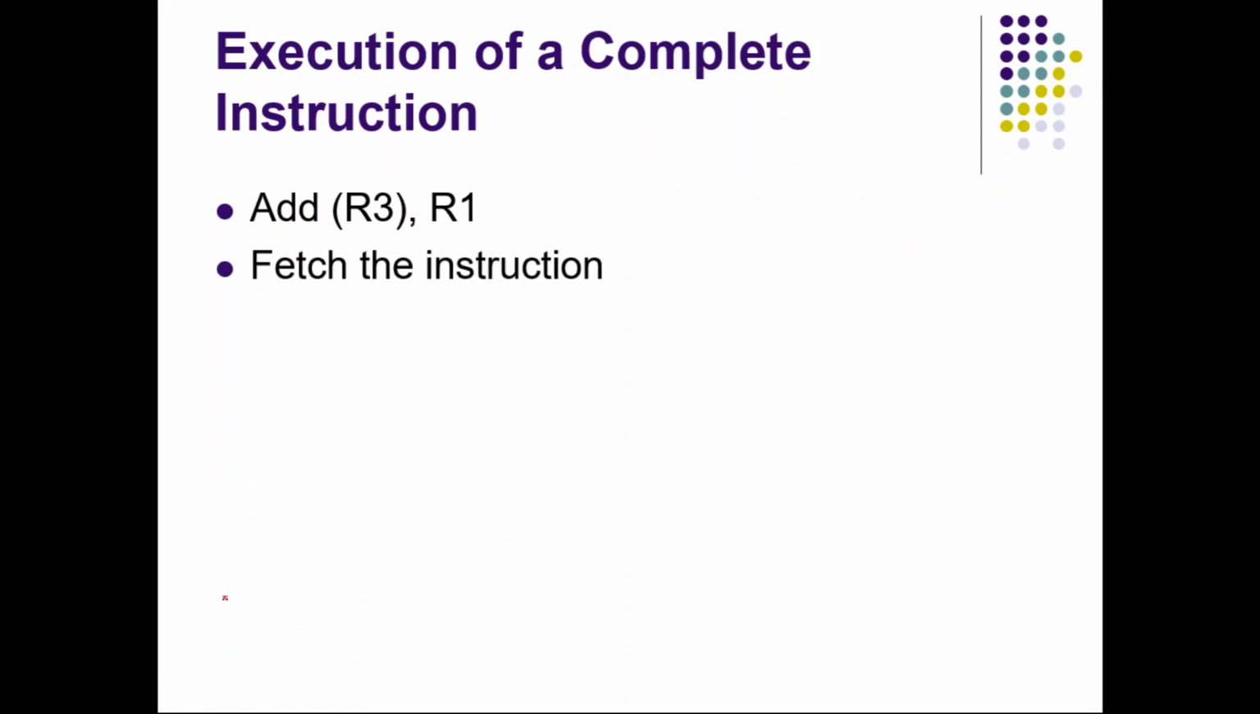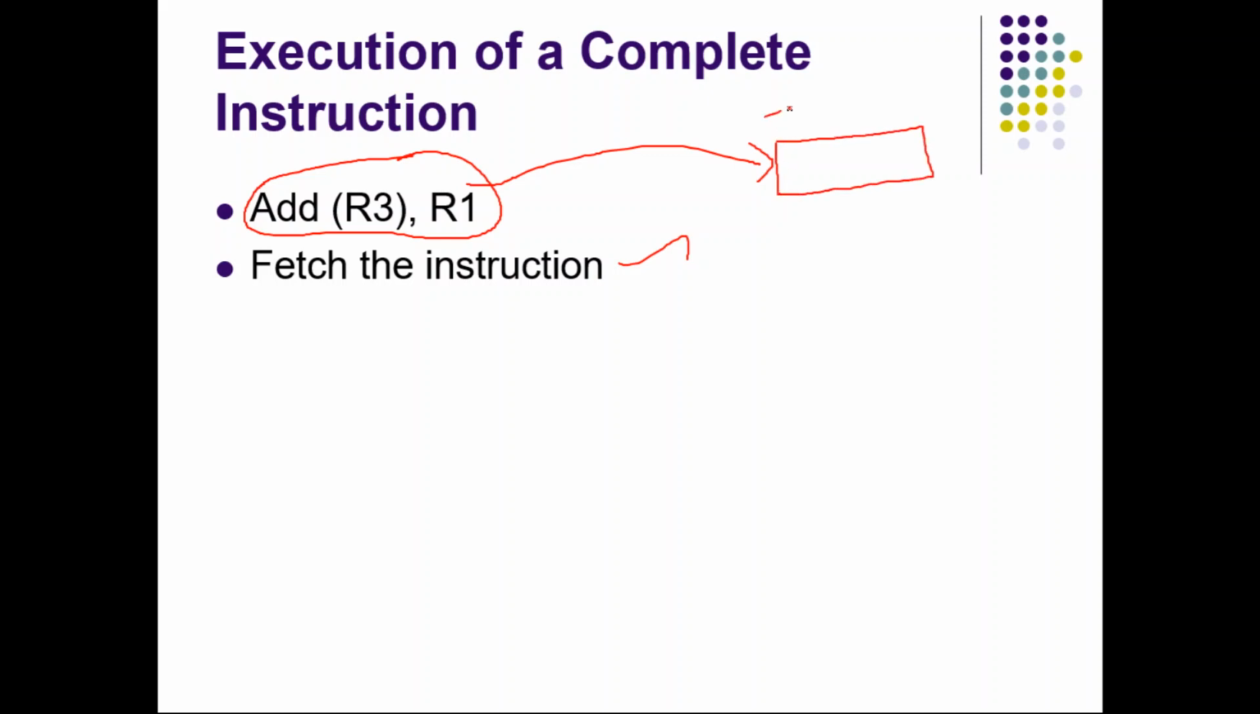So briefly, these are the steps. First, fetch the instruction. This instruction will be originally available in memory. From memory this instruction should be fetched and placed inside the processor, inside the central processing unit. There is something called the IR, the instruction register. So there this particular instruction should be placed.